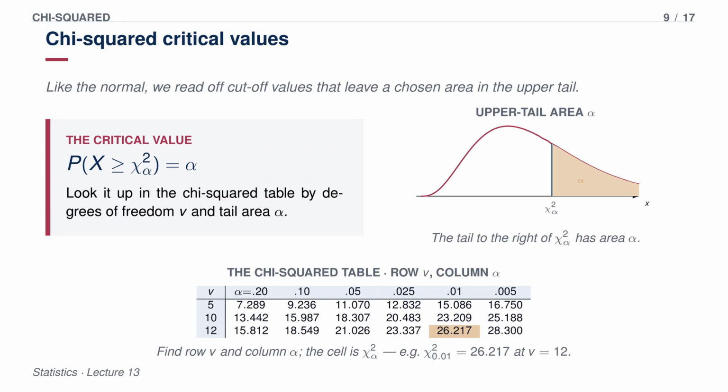And here's the table itself. Rows are the degrees of freedom v, columns are the tail area alpha. You find your row, slide over to your column, and the cell is the cutoff. For instance, at v equals 12 and alpha equals 0.01, that gold cell, the value is 26.217. Row and column in, cutoff out.